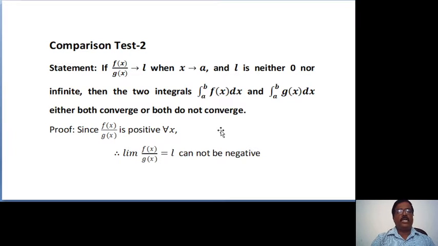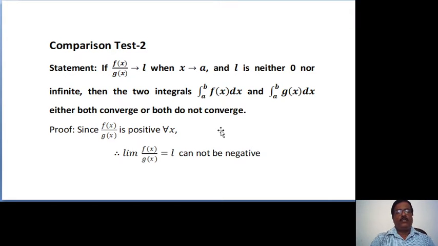It states that if f of x by g of x tends to L when x tends to a, and L is neither 0 nor infinite, then the two integrals, integration from a to b f of x dx and integration from a to b g of x dx, either both converge or both do not converge. So this is the statement of comparison test 2. Now we prove this theorem.